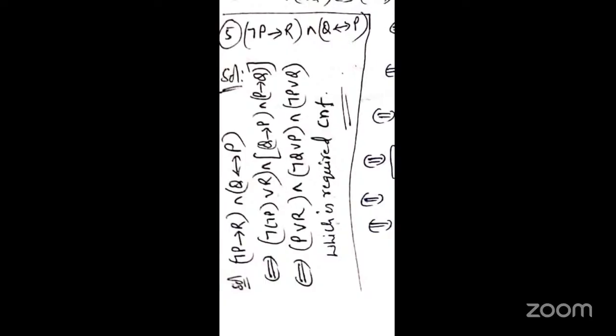So the question is negation P implies R, intersection Q double implies P. Negation P implies R will become negation of negation P union R, intersection Q double implies P will become Q implies P intersection P implies Q. Next, negation of negation P will become P union R, intersection. Again here Q implies P is there. What is the Q implies P formula? Negation Q union P, intersection. What is the P implies Q formula? Negation P union Q. So finally I got the formula.